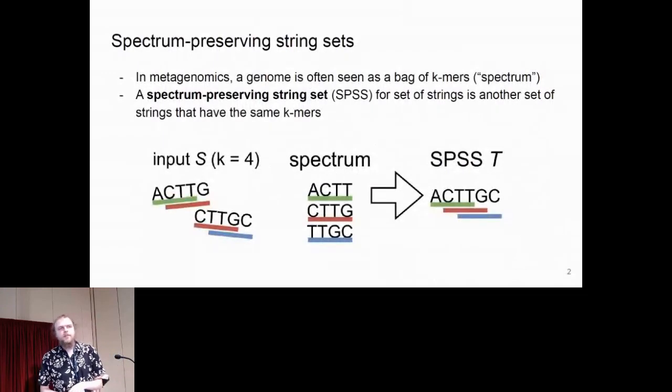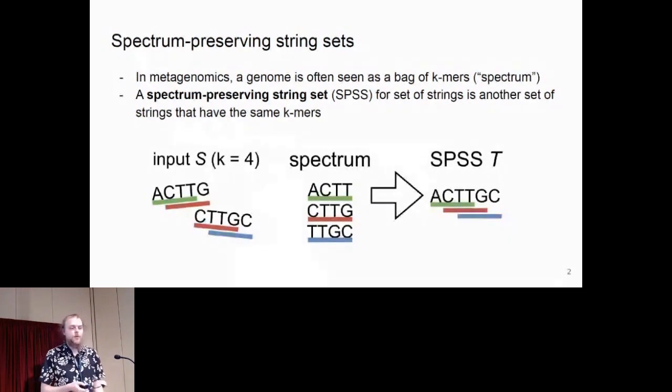So this talk is about spectrum preserving string sets. In metagenomics, a genome is often seen as just a bag of K-mers, and this set is called the spectrum of the genome. A spectrum preserving string set is another set of strings which has exactly the same spectrum as the original strings. So exactly the same set of K-mers.